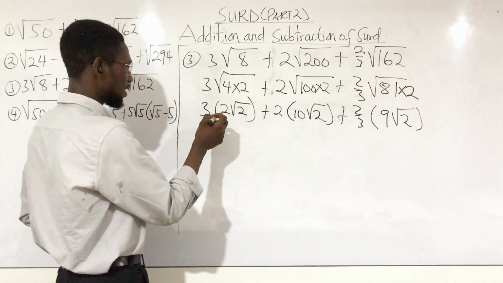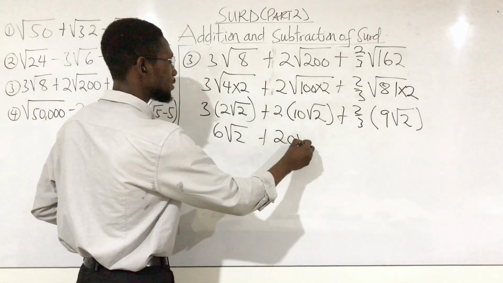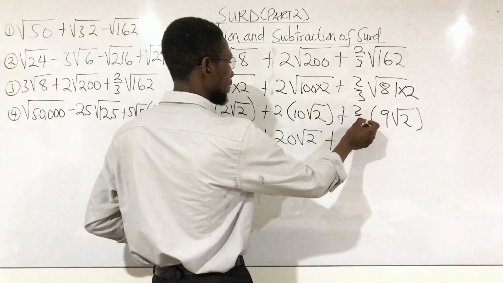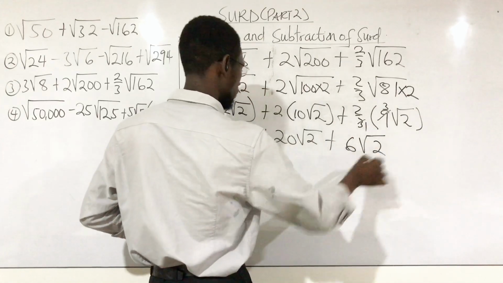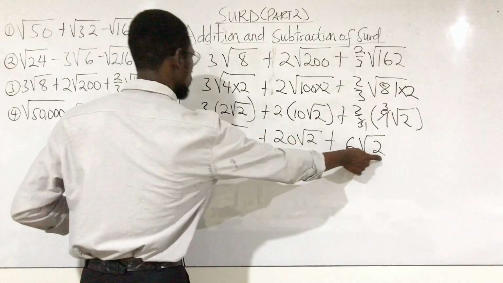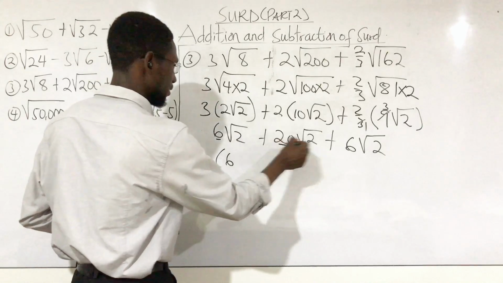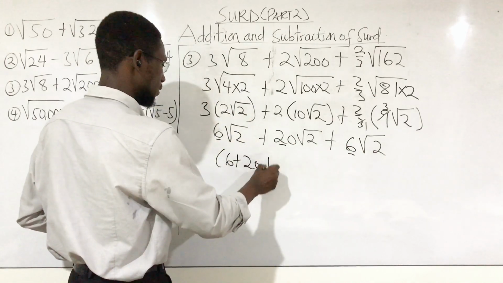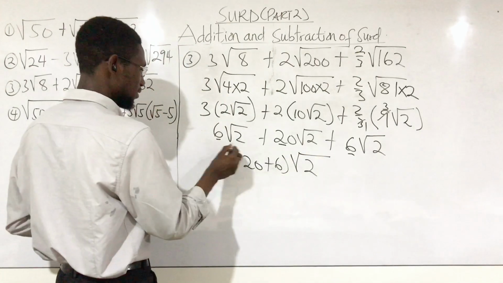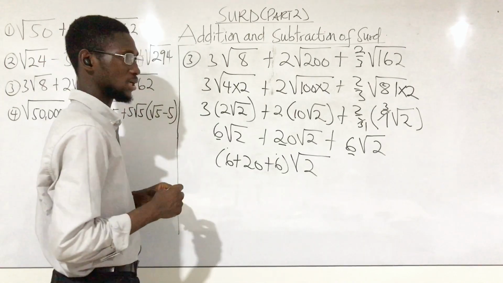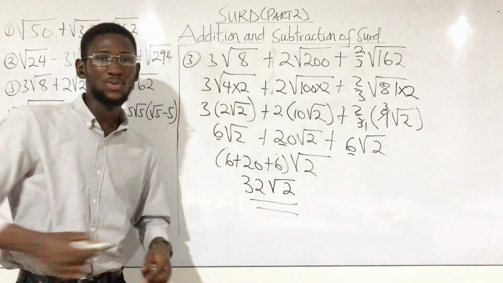So this by this gives us 6 root 2 plus this by this gives us 20 root 2 plus this goes here 1, this goes here 3. So you have 6 root 2. So root 2, root 2, root 2. To simplify, we take 6 plus 20 plus 6, root 2. So this and this gives us 12. 12 plus 20 gives us 32 root 2. With this question, we didn't get 0.